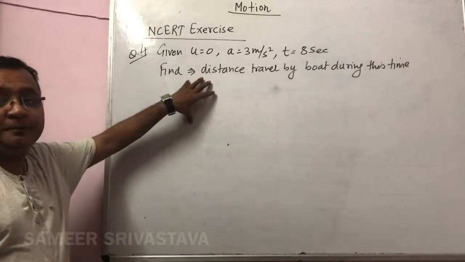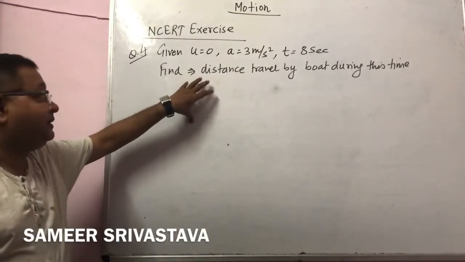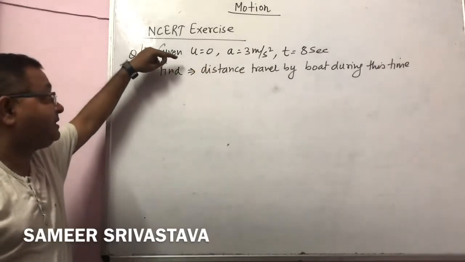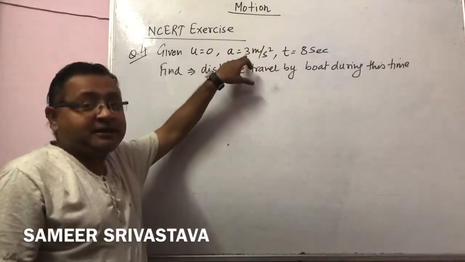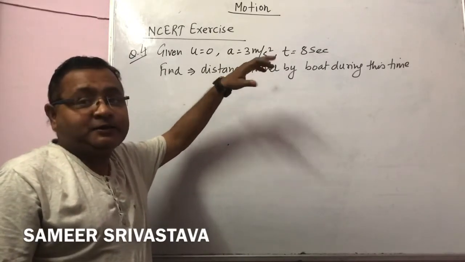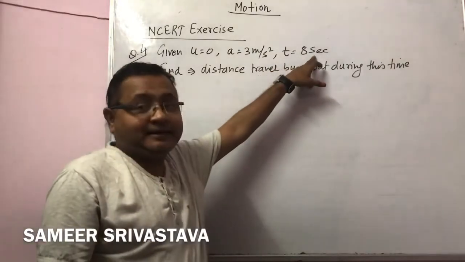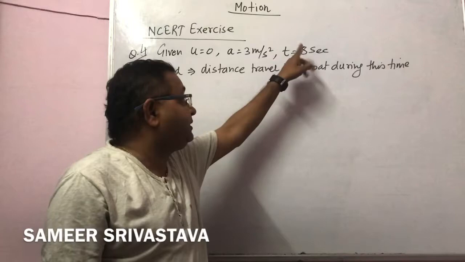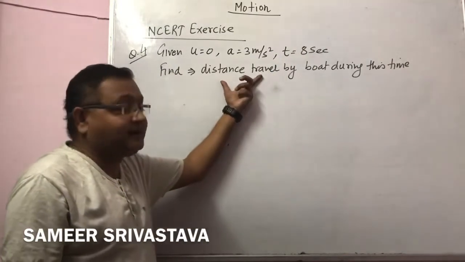Now the fourth question based on equation of motion. Here the question says a boat start traveling from rest and with the constant acceleration 3 meter per second square and reaches to one end in 8 seconds. How far the distance traveled by the boat during this time? So we have to find the distance.